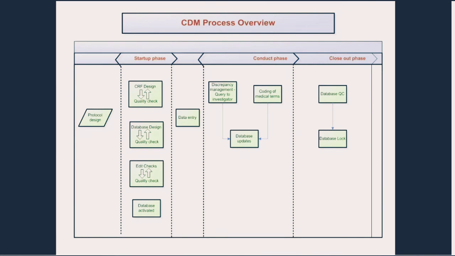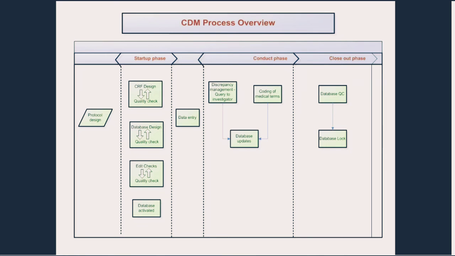So what is the CDM process? Let me give you an overview of the CDM process. First, protocol designing takes place, and here you can see that the CDM process is divided into three parts. In the study startup phase, you can see that CRF design is done, and after designing the CRF, quality check takes place. During the quality check, if any issue or error is found, the feedback is sent to the CRF designers, and based on the feedback they make the correction, and again they send it for quality check.